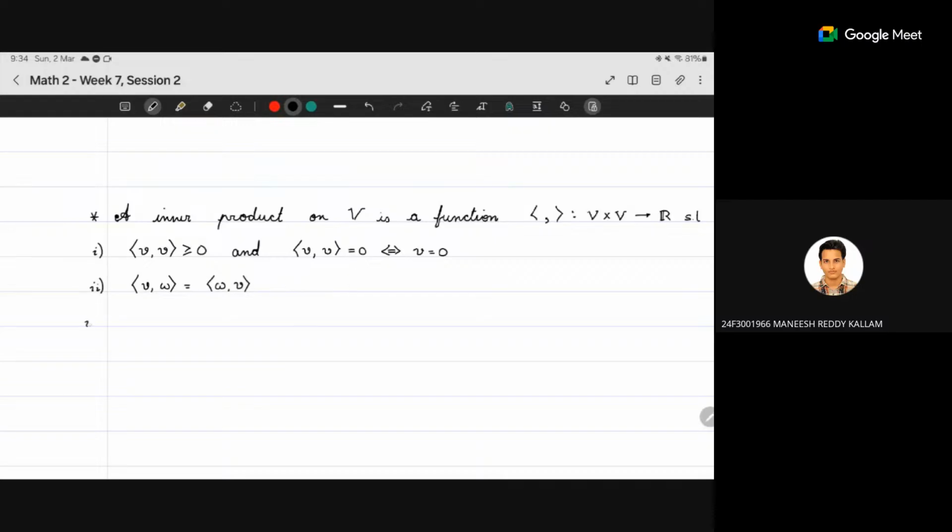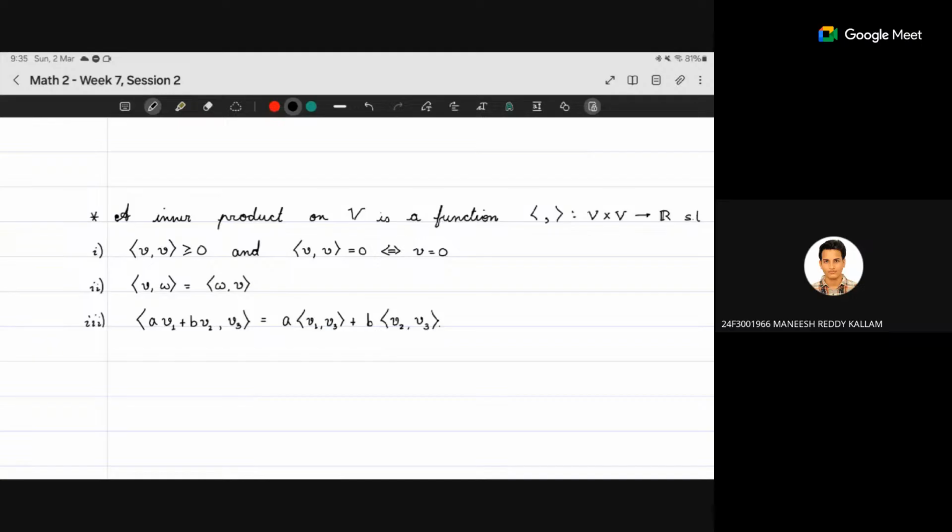This is for all v, w anyway. All three conditions are for all possible vectors, v1 plus v2, v3, and so on. This linearity, this third property, is sometimes split into two properties, one for addition, one for scalar multiplication. I've just put it in the same thing. So what does the first property say?